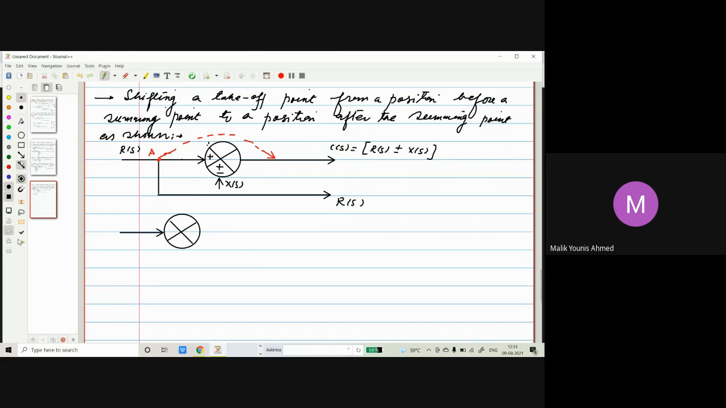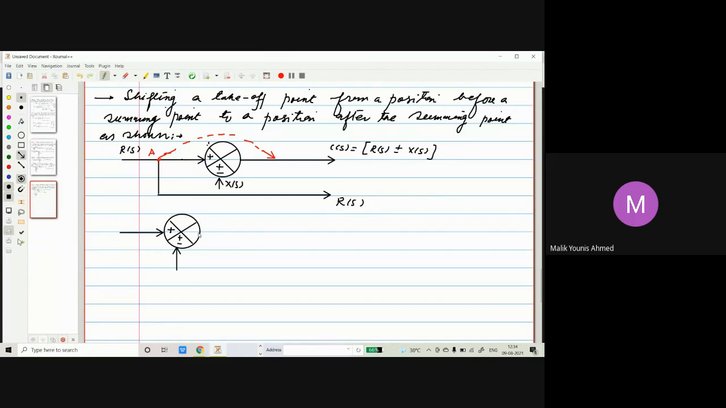So the summing point has been shifted and the signal is this one, plus or minus. One more signal is coming. The summing point has got a signal of X of S. Now from that, you can see the take-off point has to be shifted. The direct signal will go to the summing point and this has the signal. That's fine. Now this will be moved here.